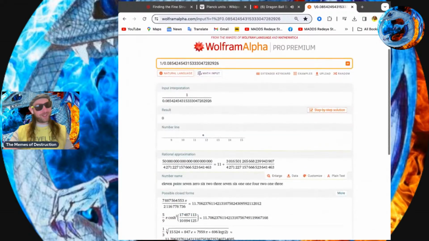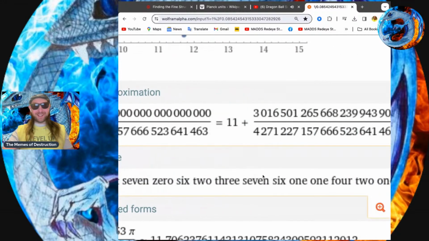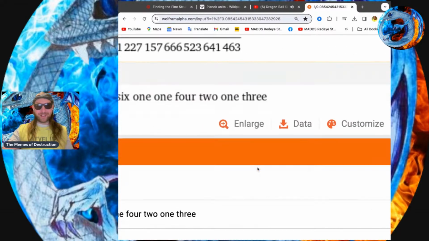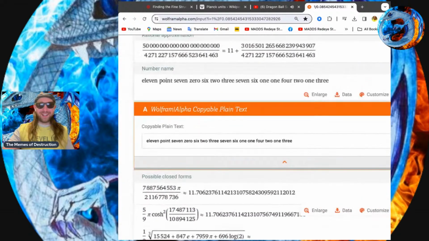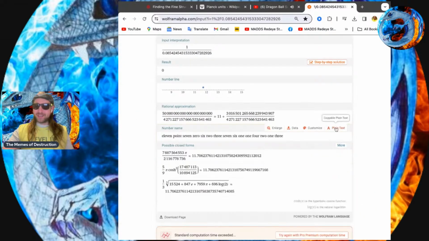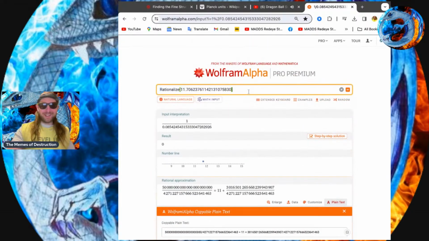There's a Wolfram Alpha bug. I need to report this. All right. 11.70. Basically, it gives us this number here. Wow. I need to report this bug. This is just annoying now at this point. Oh, it needs to rationalize. Boom. Plain text. Okay. Basically gives us this number here. Okay. 11.7.